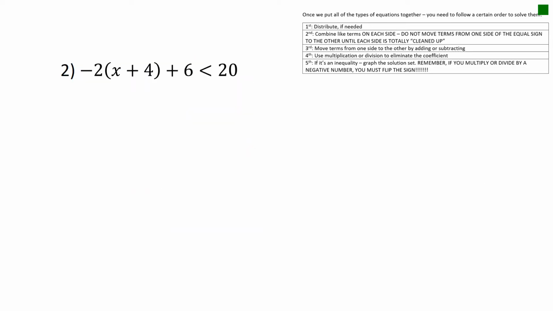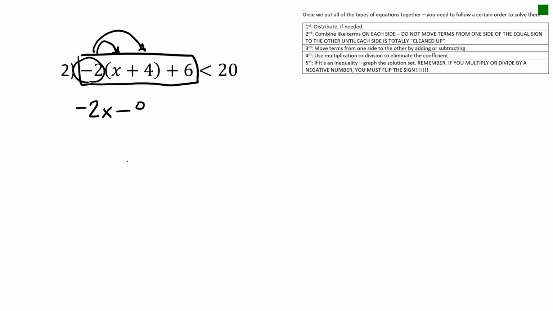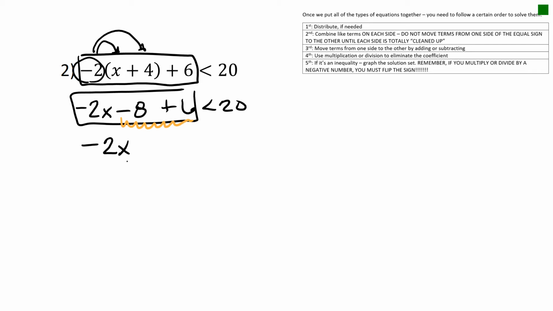Okay, this next one has an inequality. You're still going to do it the exact same way. We're going to clean up this left-hand side. Right here is your distributive property. So negative 2, take the sign with it, times x is negative 2x. Negative 2 times 4 is negative 8. There's still a plus 6 sitting out there, is less than 20. Got to clean up this side. This time we've got numbers and numbers we can combine. So I have negative 2x, and then negative 8 plus 6 is negative 2, and that is less than 20.